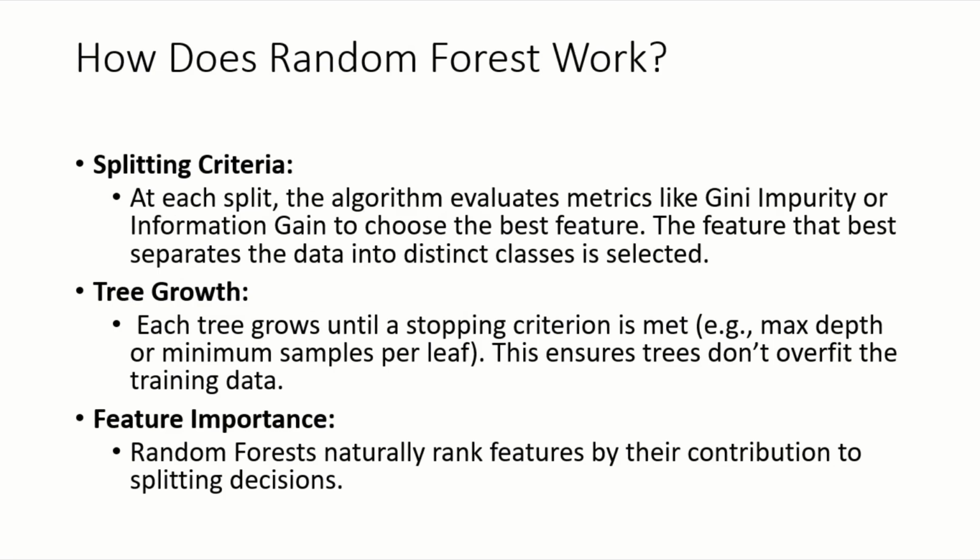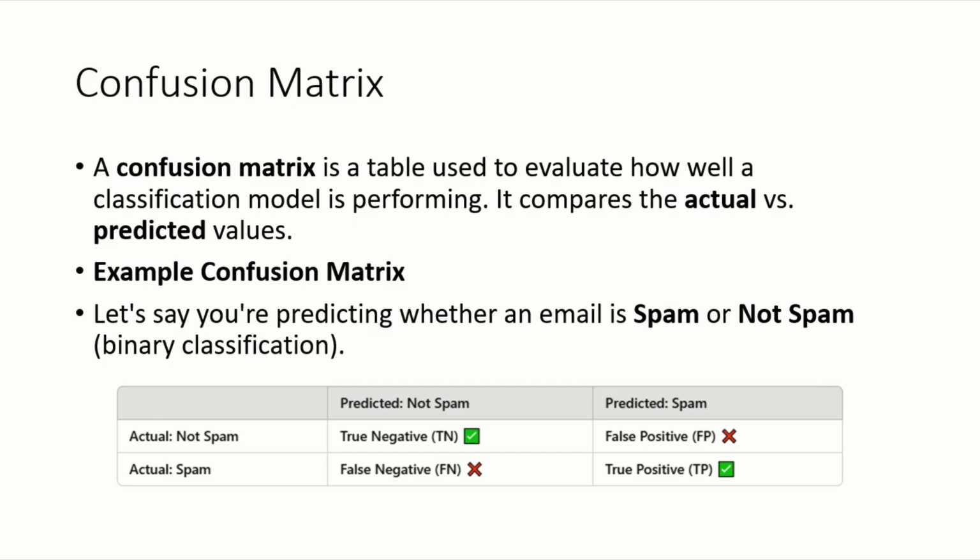The splitting criteria. At each split, the algorithm evaluates metrics like the Gini impurity or information gain to choose the best feature. The feature that best separates the data into distinct classes is selected. Each tree grows until a stopping criterion is met, for example, max depth or minimum samples per leaf. This ensures trees don't overfit the training data. And for feature importance, random forests naturally rank features by their contribution to the splitting decisions.